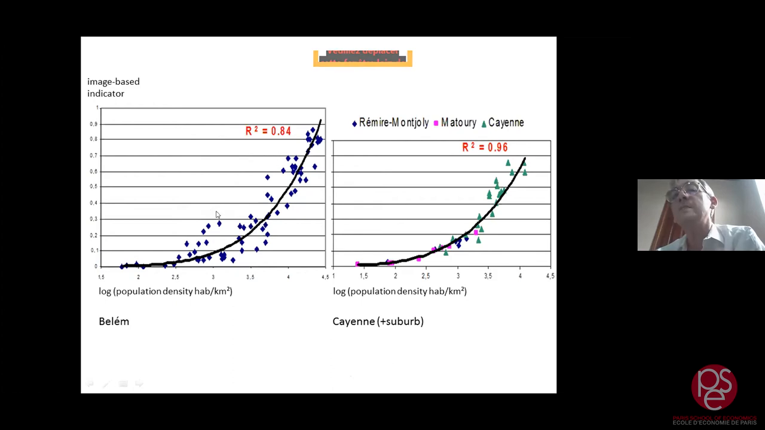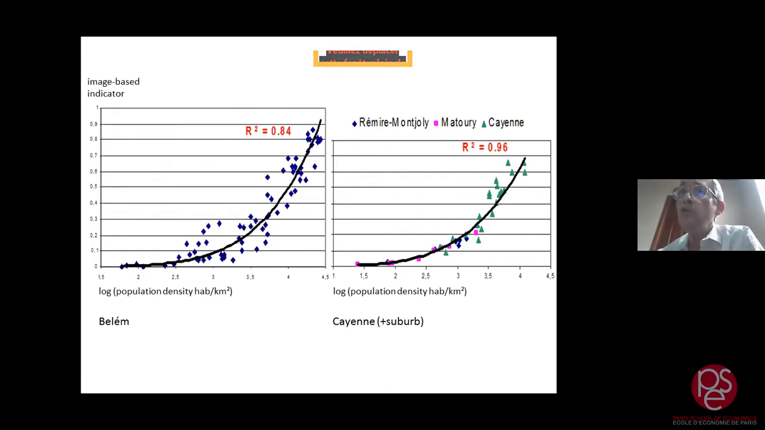We see that some areas are far from the model. That probably in some cases we have more people than expected through the building density indicator, because we have high buildings, and if a building has 10 floors or 20 or 30 floors, the satellite is not able to see. So there are more people, but this gives the same image because the building had the same horizontal size.